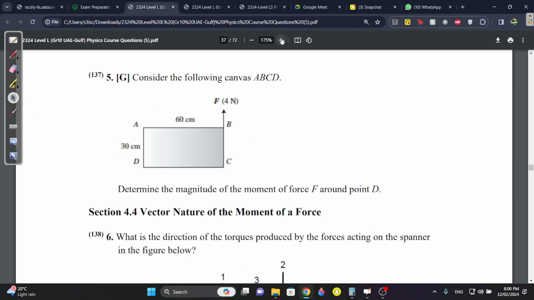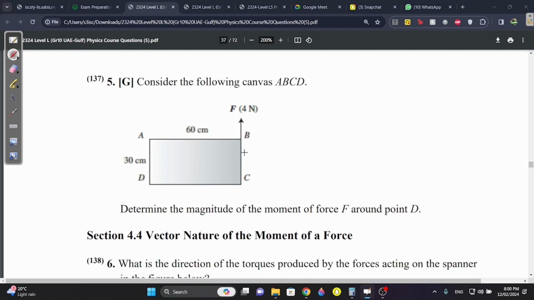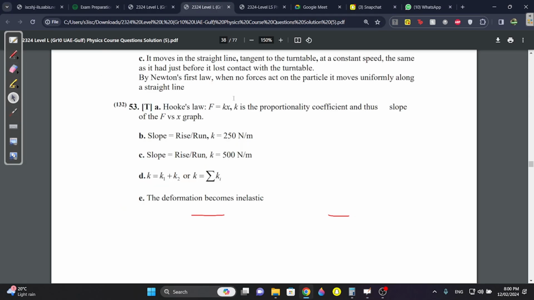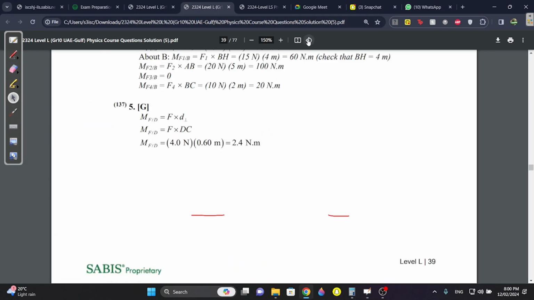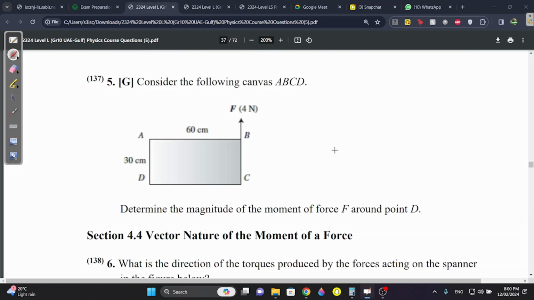We go to the next grid. Question 5. Determine the magnitude of the moment of force F around point D. Since they're saying magnitude, there's no need to put the sign or direction. I think, let me make sure. Yeah, you don't need the direction. You just have to do F times D perpendicular. Okay, moment equals F times D perpendicular.